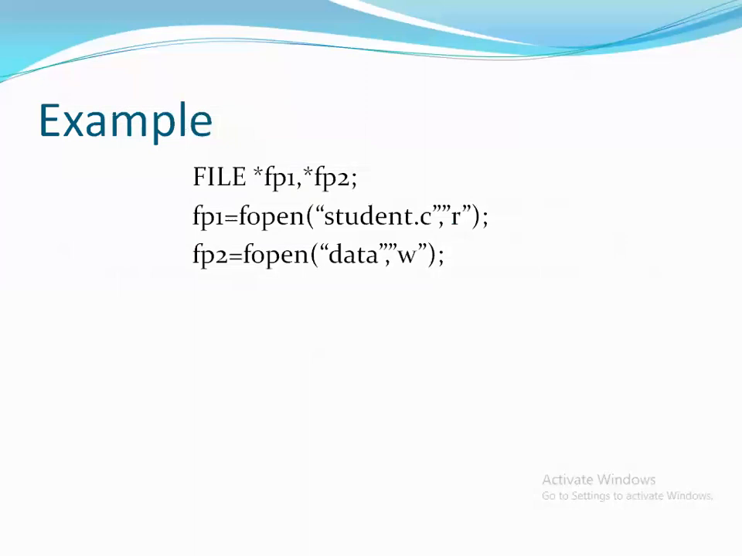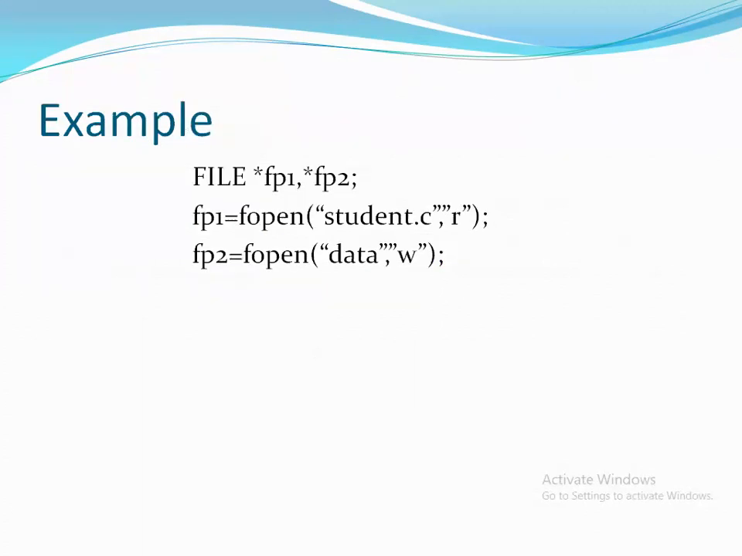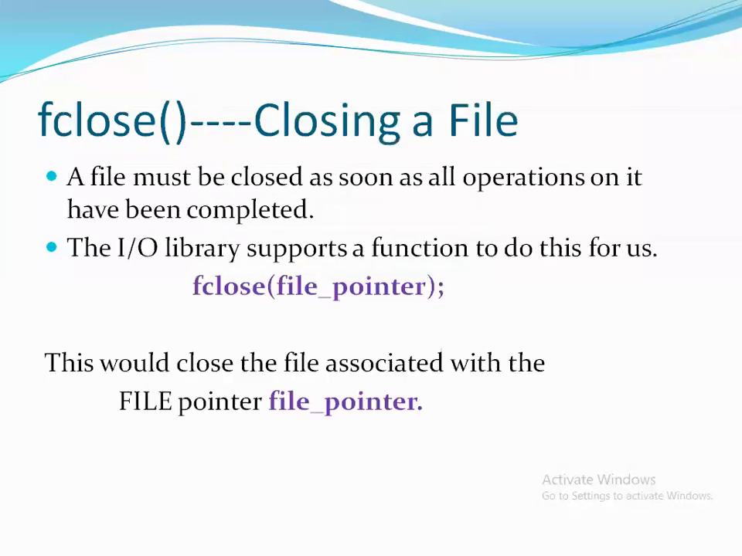What is the syntax of fopen? The fopen result must be assigned to a file pointer. Fopen is divided into two parts. The first part is the file name. The next part is the mode of the file. Here also you can see the syntax: fclose with the file pointer within the braces. We already declared two file pointers here, fp1 and fp2. Any one of the open file pointers must be closed. With the file pointer only we can open the file, and with the file pointer only we can close the file.